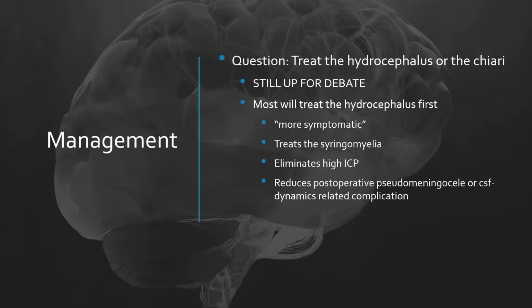So one big question is: do you treat the hydrocephalus or the Chiari? Even though most of us say treat the hydrocephalus first, I think this is still up for debate. I would say most surgeons tend to treat the hydrocephalus first. It's more symptomatic often. It does address the syringomyelia. It eliminates any concerns for high intracranial pressure. And if you treat Chiari, do duroplasty with hydrocephalus in the background, you could get complications of CSF leak and postoperative pseudomeningocele that you would like to avoid.